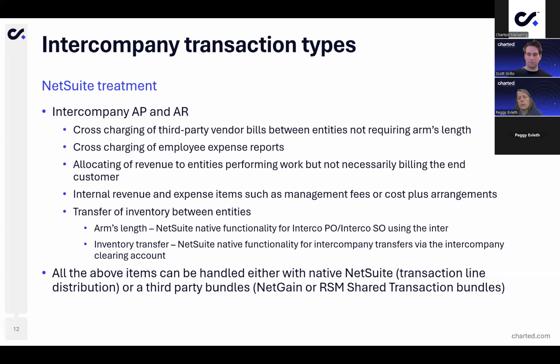You can do it with a third party if you don't have an AP automation tool or your AP automation tool is only set up for your primary subsidiary. Or you treat it as a vendor bill with your AP automation tool, such as Charted. Had to put in the plug. So you treat it with your AP automation tool.